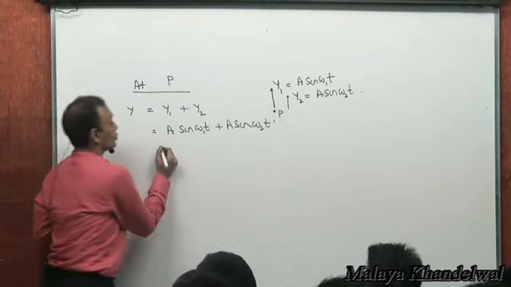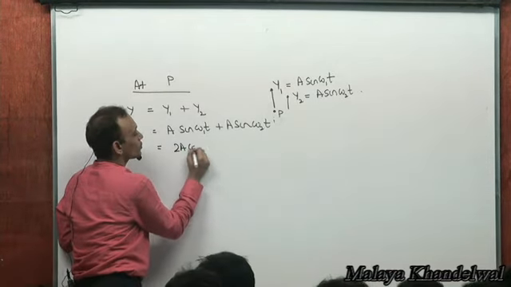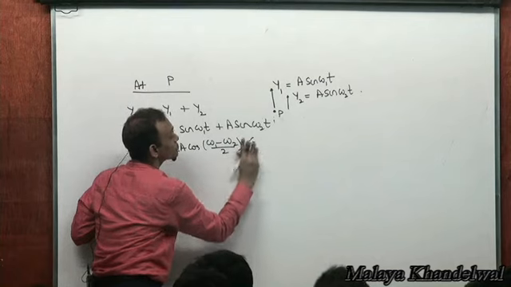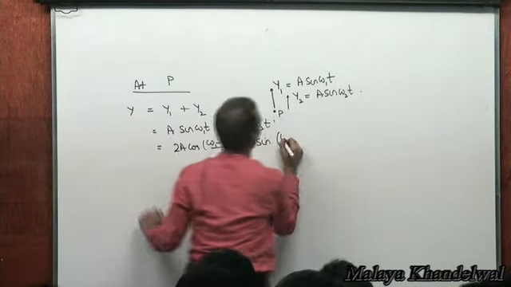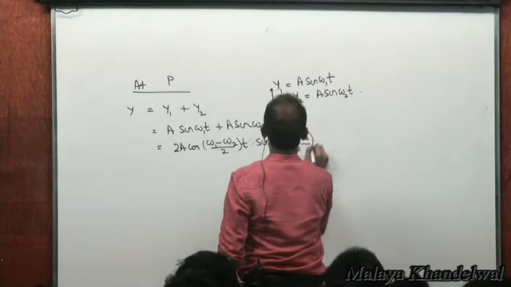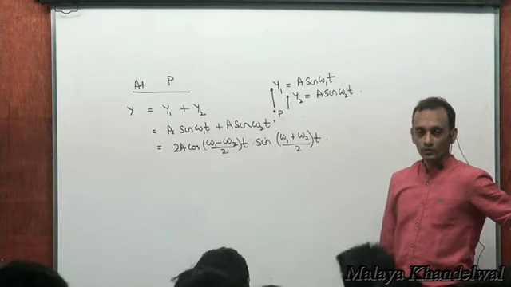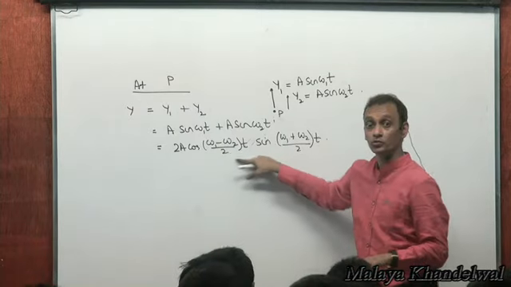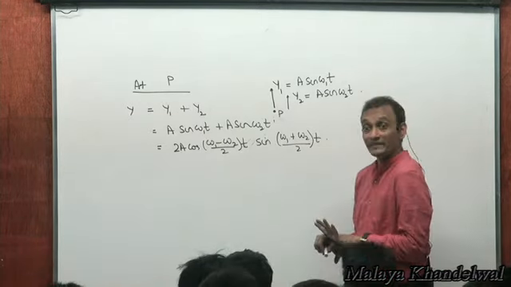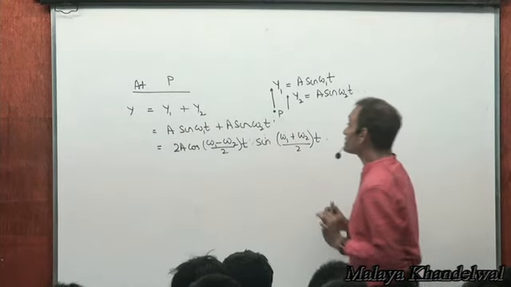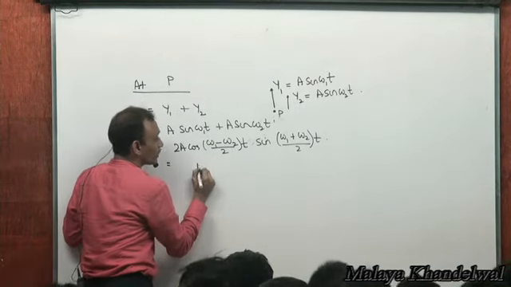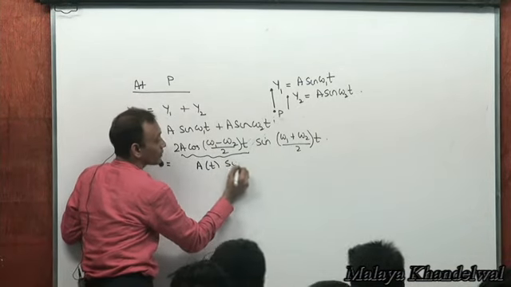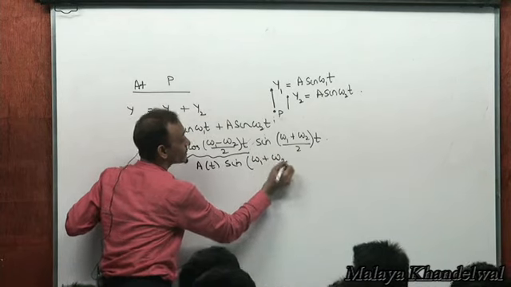Yes or no? Which is like 2A cos of (omega 1 minus omega 2) by 2 into t, times sine of (omega 1 plus omega 2) by 2 into t. Right? Yes, sir. That's how this particle executes its motion. We can then say the particle P is executing simple harmonic motion of amplitude A as a function of time, and angular frequency (omega 1 plus omega 2) by 2.